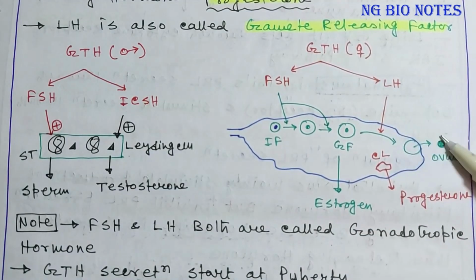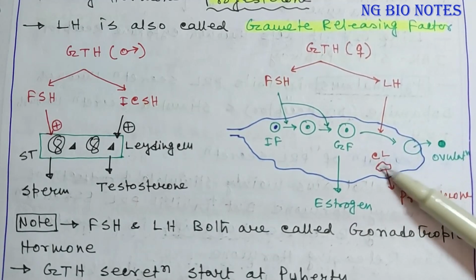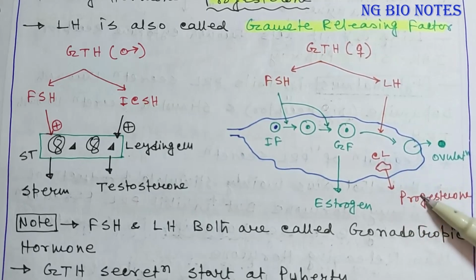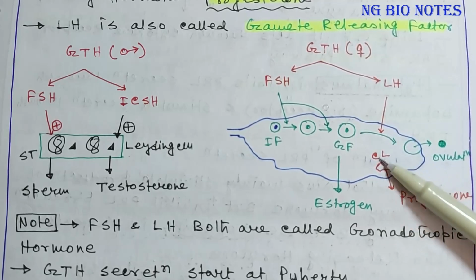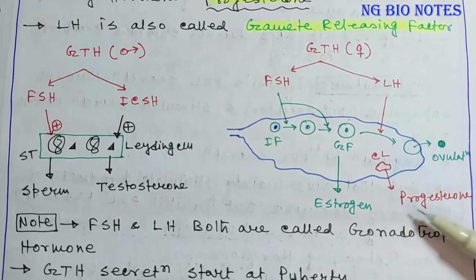After release of the ovum from the Graafian follicle, this Graafian follicle is transformed into the corpus luteum, and in this corpus luteum many lutein granules are present. So this corpus luteum is a yellow structure, also called the golden body, and the corpus luteum secretes an important hormone known as progesterone, which is called the pregnancy maintaining hormone.